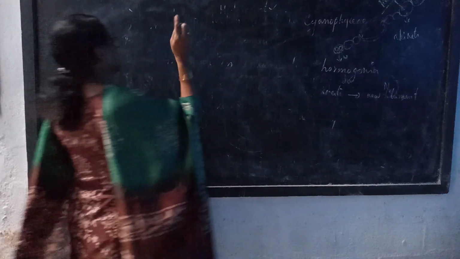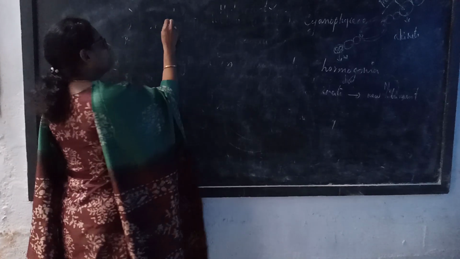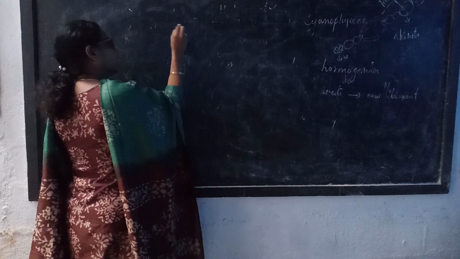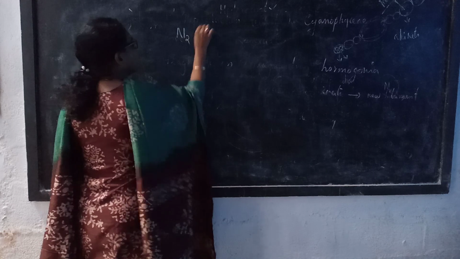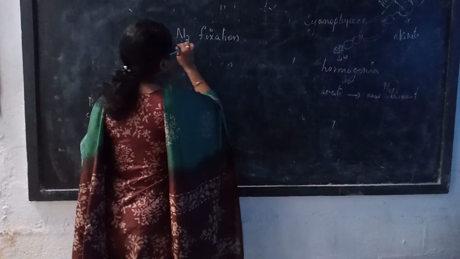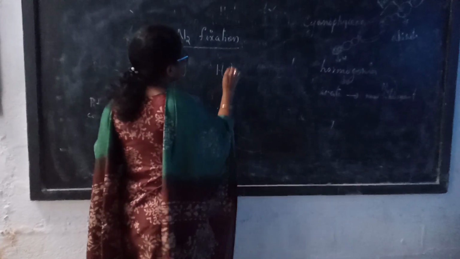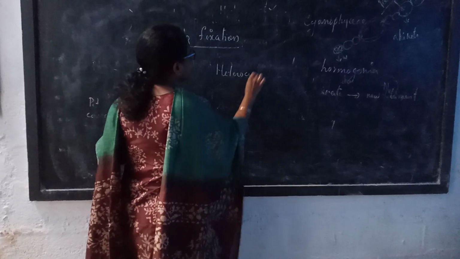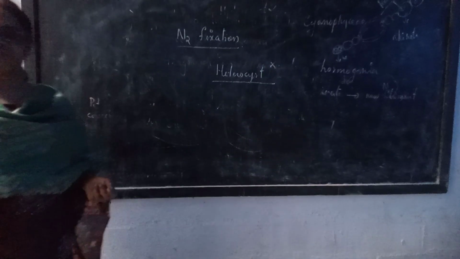Now another very important point, see, these blue-green algae or Cyanophyceae members are economically important because many of them are capable of nitrogen fixation. So they can increase the soil fertility. And in the case of Nostoc, the specialized cell called heterocyst is responsible for nitrogen fixation.